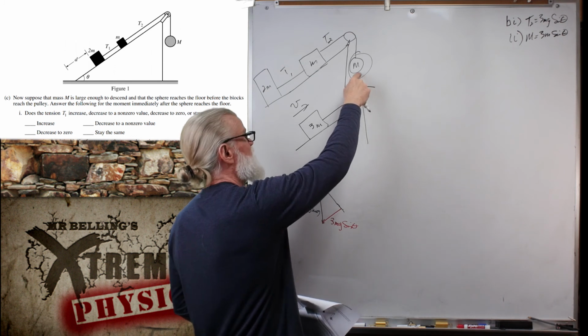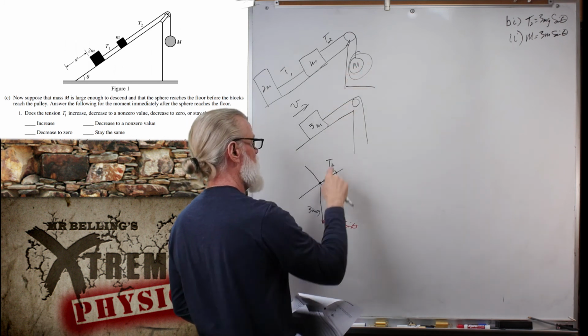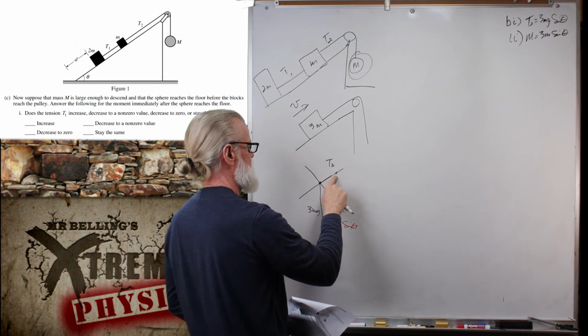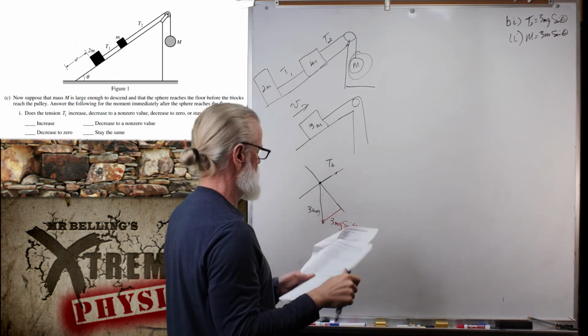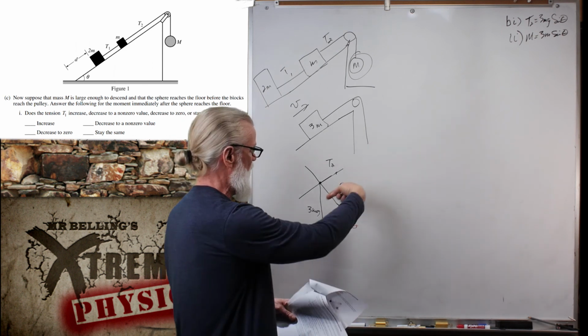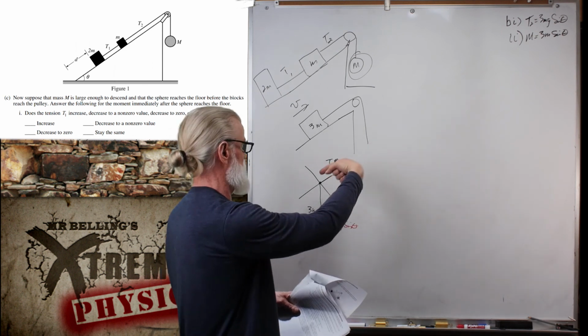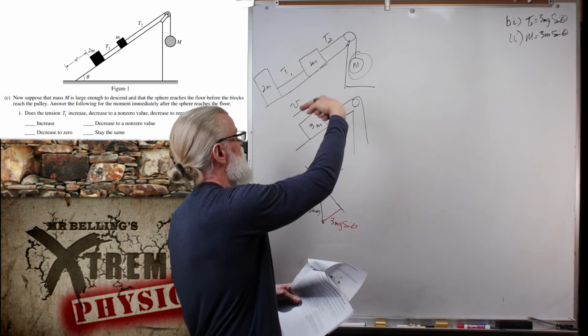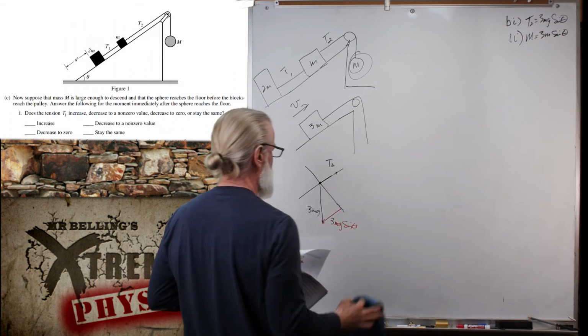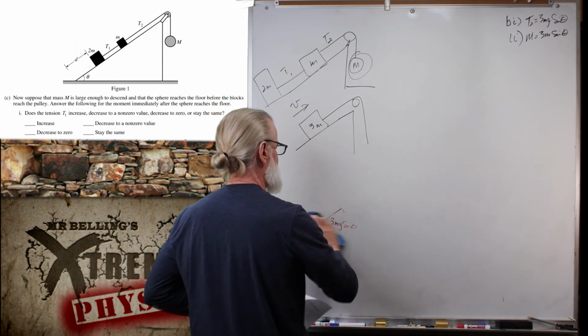So we've lost the weight of this thing. So what happens to T2? It plummets, right? In fact, it's going to go to 0, right? So now we have a net force on this system down. This whole thing wants to accelerate down. Well, let's take a look at the 2 blocks.